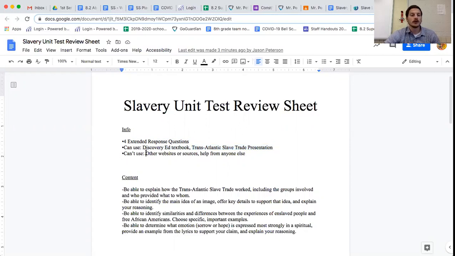You cannot use other websites or sources, okay? And it's very obvious when you do that, okay? Don't do that. These are your options you can use, the ones I've highlighted there. You also can't use help from anybody else, whether it's a teacher in your classroom or a classmate or a parent. This is an assessment where I want to see what you can do, what individual skills you have built, okay? Because that's the purpose of education, that you're gaining these skills and can do these on your own.